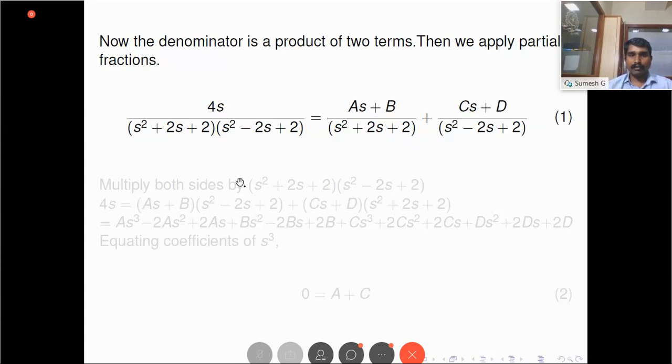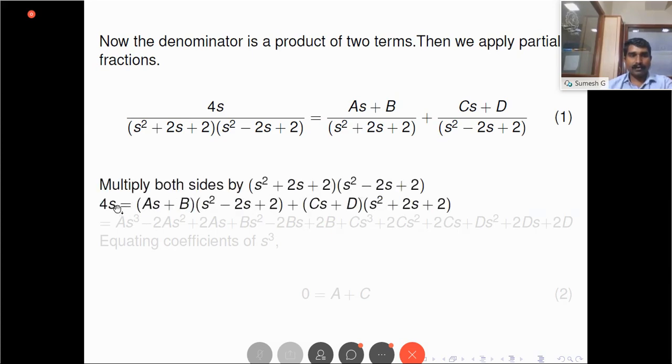That is, we have to multiply by the denominator. Multiplying by the denominator, it becomes 4s equal to (as + b) into (s square minus 2s + 2) plus (cs + d) into (s square + 2s + 2). We can open this bracket and equate coefficients of corresponding degree terms.